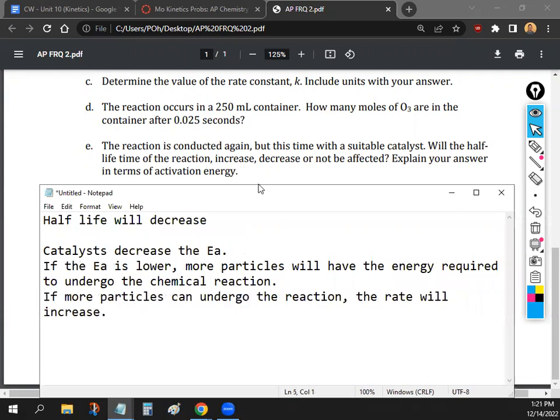As long as you have something similar to that, you are good. Make sure you guys talk about activation energy. If you notice, I mentioned activation energy twice. That's pretty good enough. Yes.